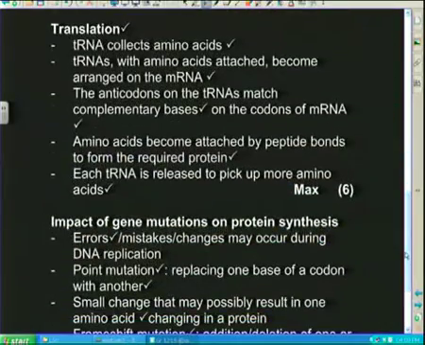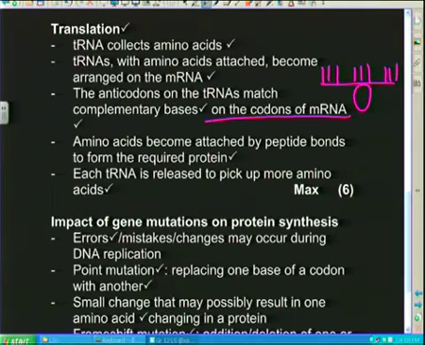If we have a look at translation, that is the next part. The mRNA now goes and sits on a ribosome. Now remember that mRNA is in codons. If you have a look over there, they talk about the codons of the mRNA. But what are they looking for?